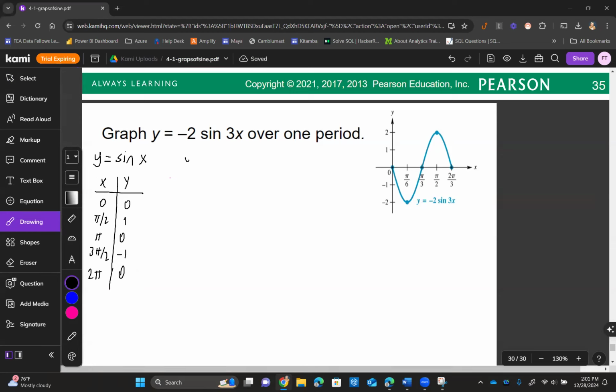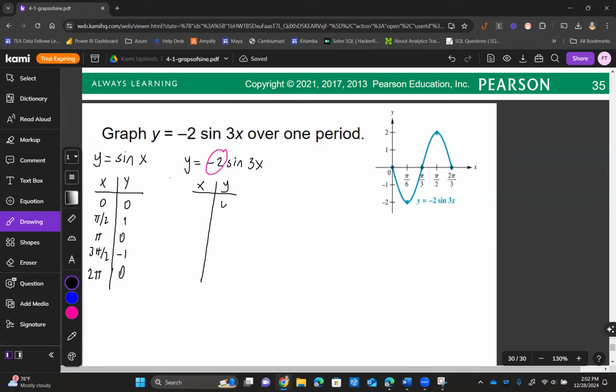And now my new function: y equals -2 sine of 3x. Let's discuss what will be affected and how this is going to change. First of all, my y values will not stay the same. All of my y values will be multiplied by -2 because this is called a vertical stretch factor. So I'm going to go ahead and multiply all of them by -2.